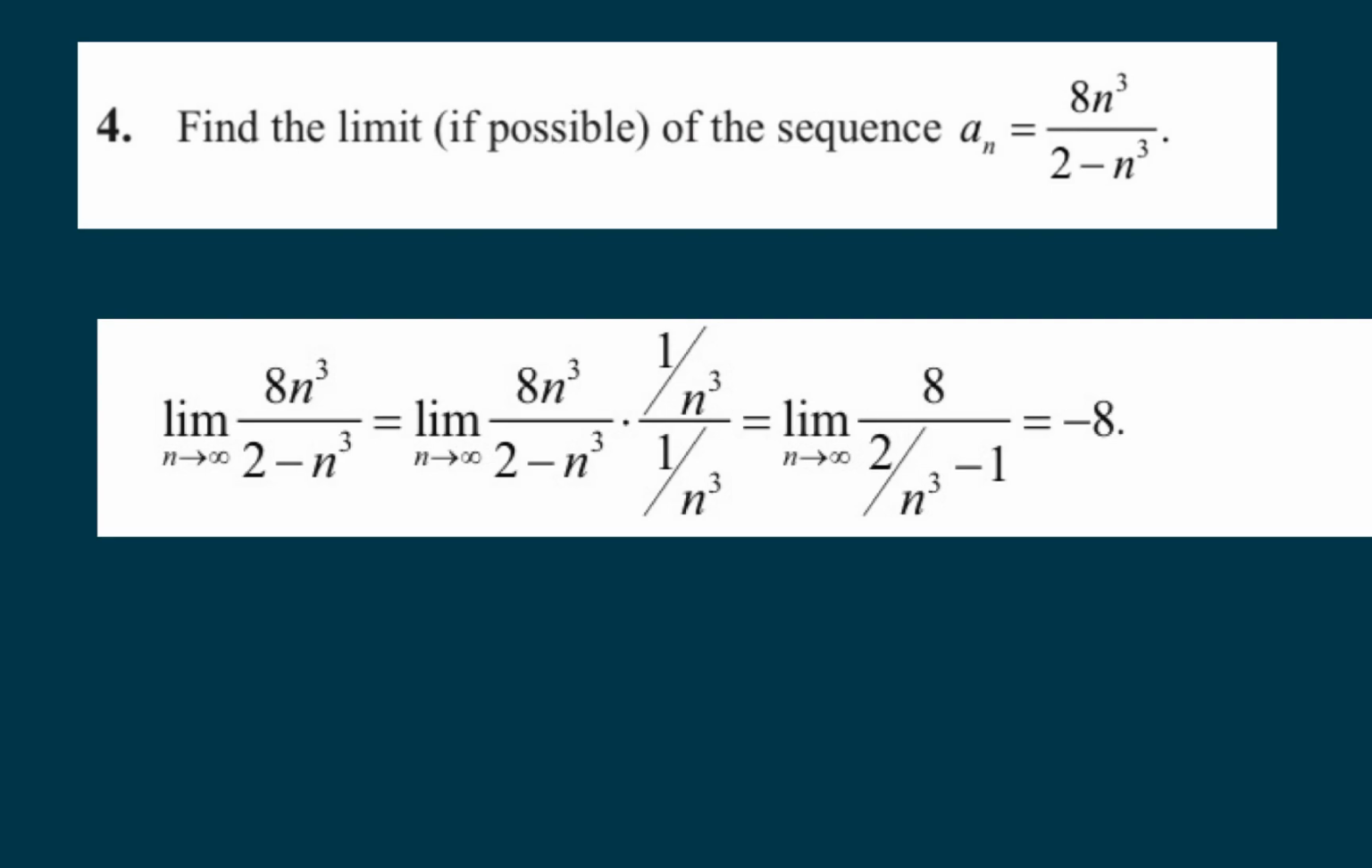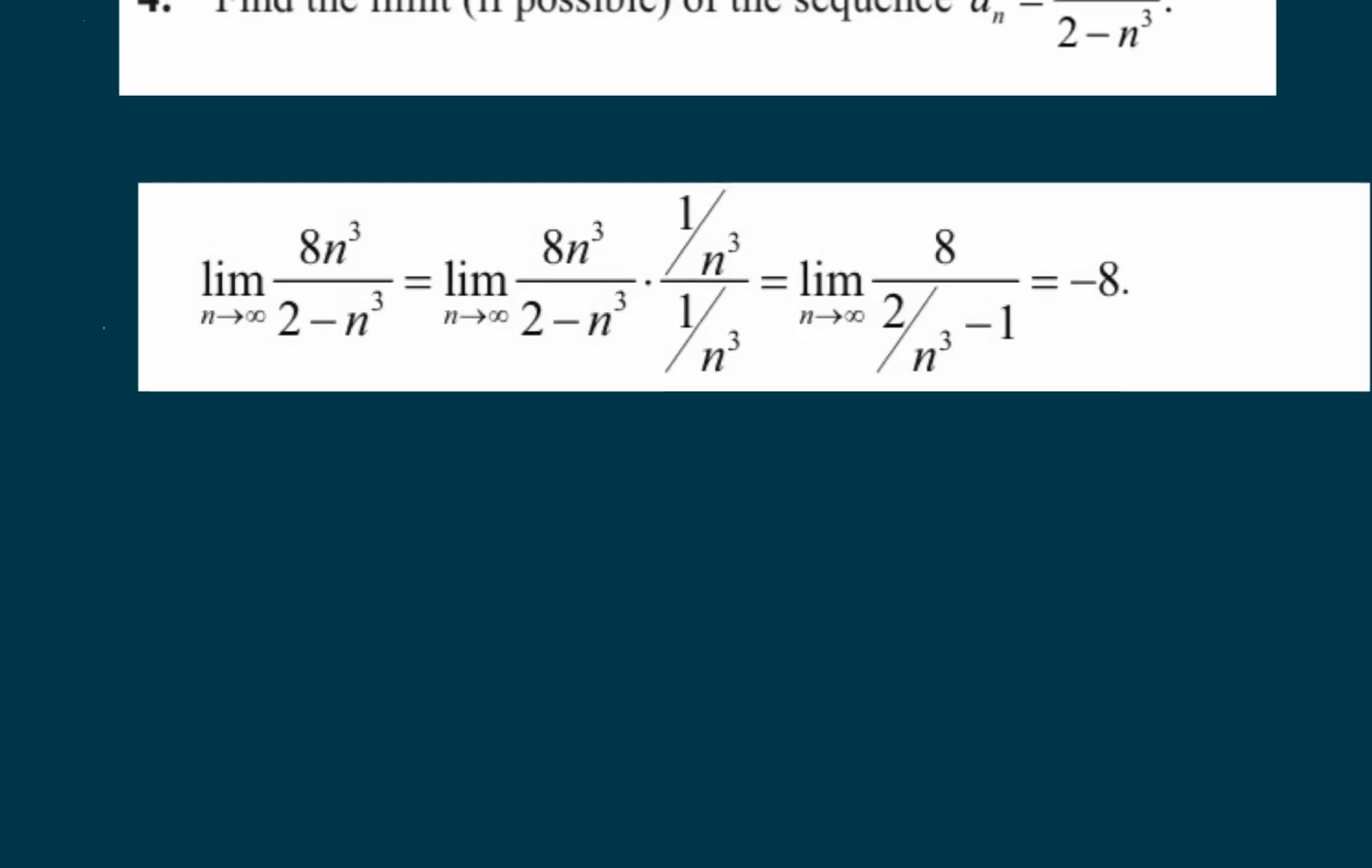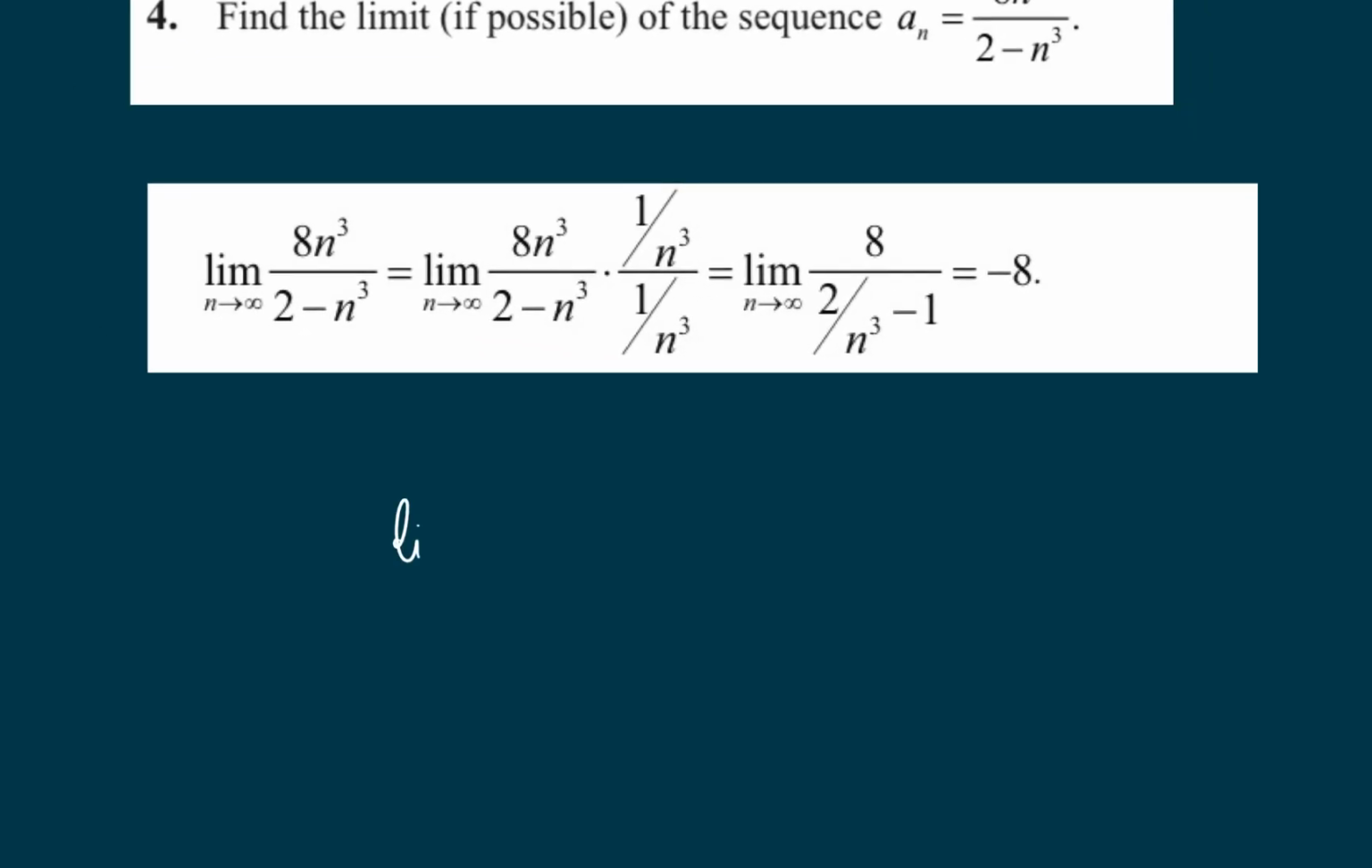Problem says, find the limit, if possible, of the sequence 8n cubed divided by 2 minus n cubed. So what it says, find the limit when n goes to infinity of 8 times n cubed, when n is very, very big, divided by 2 minus n cubed. How do we find this limit when n goes to infinity? When n is very, very big, to what will this ratio tend?